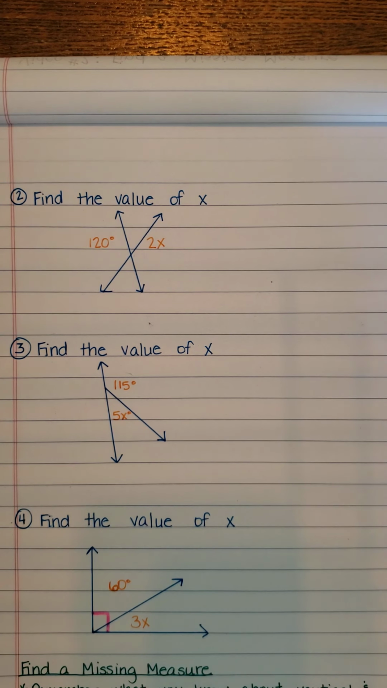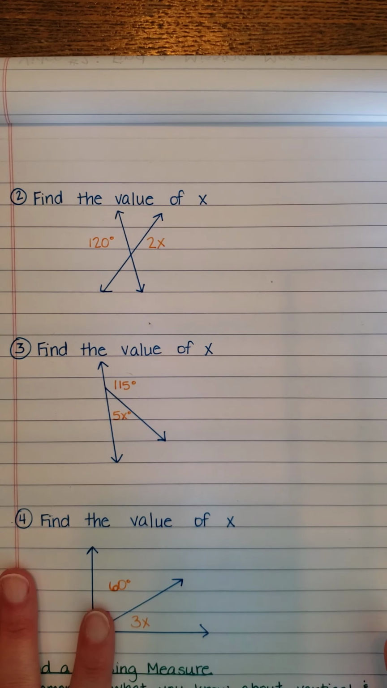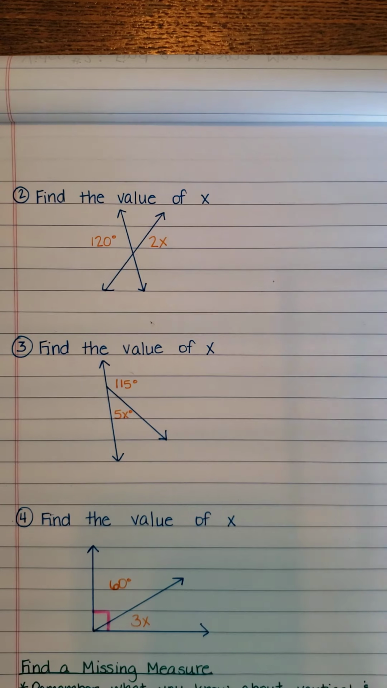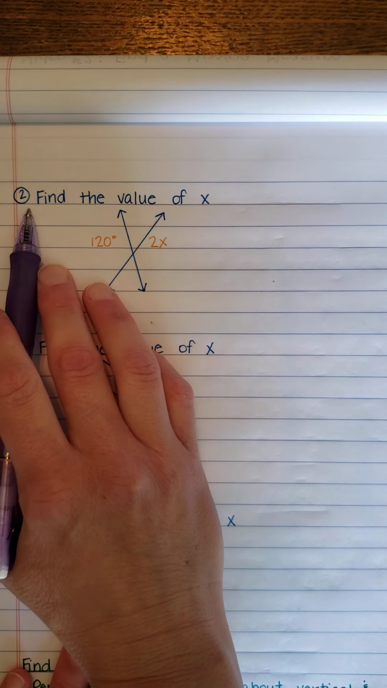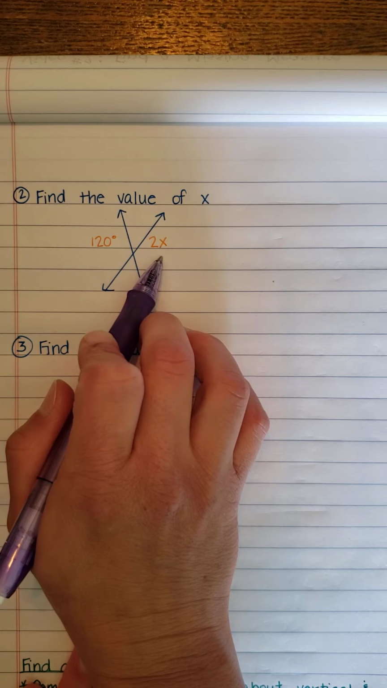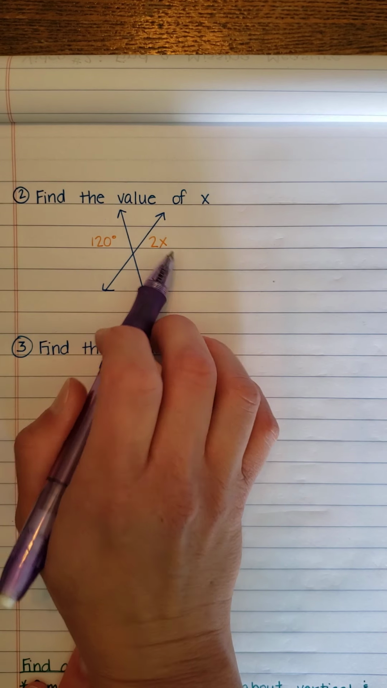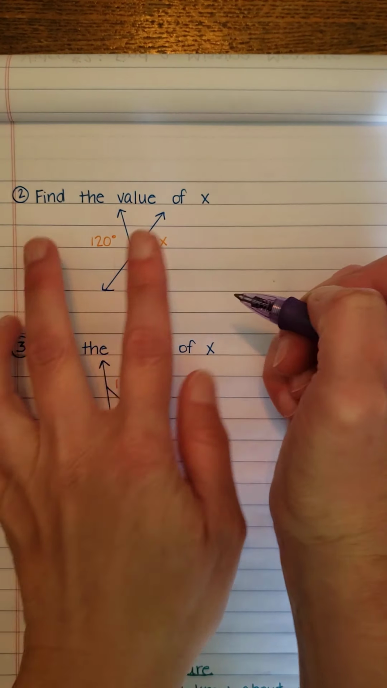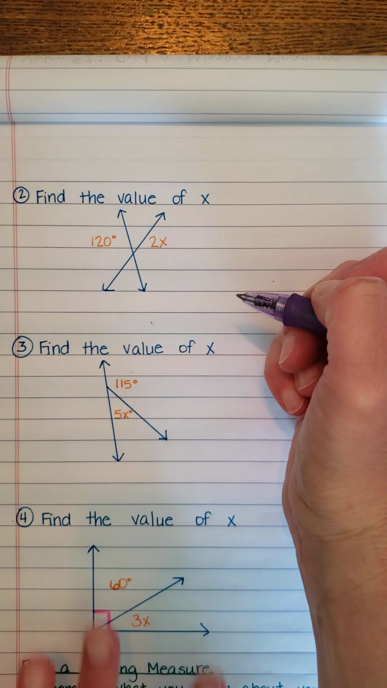Okay, so I have some more practice problems that we're going to work through together here, just to use what we know about vertical and adjacent angles to help us find the measure of the missing angle. All right, number 2. I have 120 degrees and I have 2x. Well, they are vertical angles, and since these are vertical angles, I know that they are congruent.